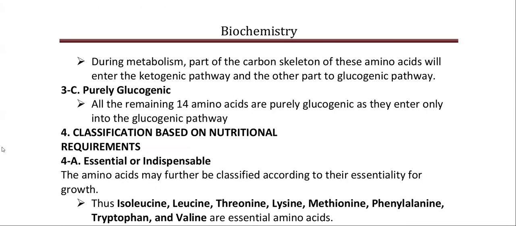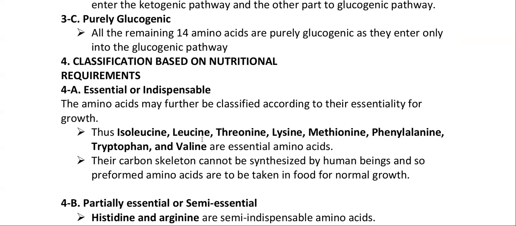During metabolism, part of the carbon skeleton of these amino acids will enter the ketogenic pathway and the other part the glucogenic pathway. Purely glucogenic: all the remaining 14 amino acids are purely glucogenic as they enter only into the glucogenic pathway.